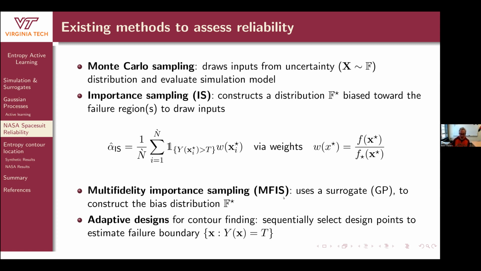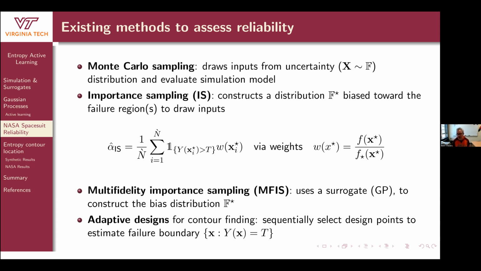So the third idea here is to try to track that, to use a surrogate like a Gaussian process, like I just showed you, to help you construct a biasing distribution. And how that would go, we didn't think of this. This is called multi-fidelity importance sampling. It's a great idea that came out a few years back.